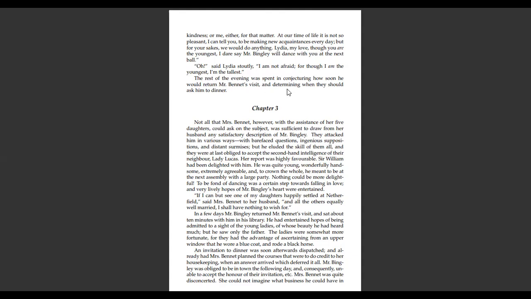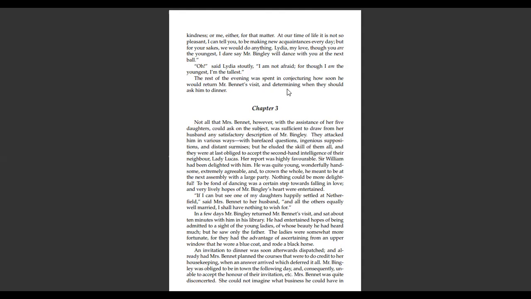In a few days Mr. Bingley returned Mr. Bennet's visit, and sat about ten minutes with him in his library. He had entertained hopes of being admitted to a sight of the young ladies, of whose beauty he had heard much, but he saw only the father. The ladies were somewhat more fortunate, for they had the advantage of ascertaining from an upper window that he wore a blue coat and rode a black horse.